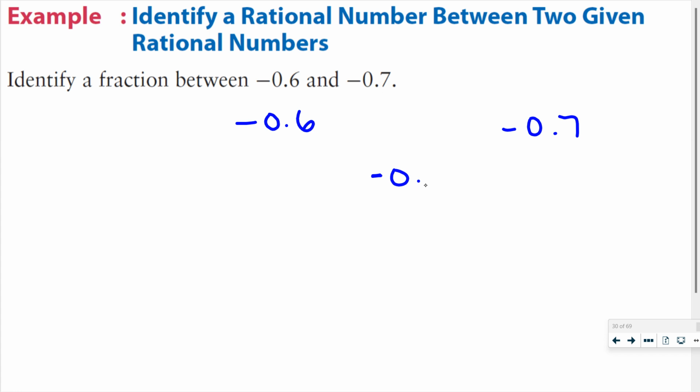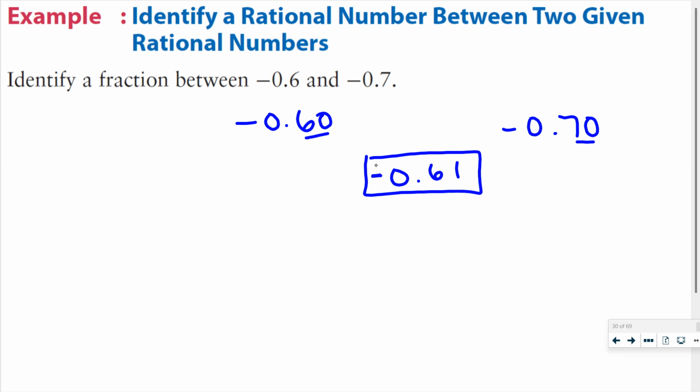Now, if you look between 6 and 7, it doesn't look like there's really a number between 6 and 7. But here's a little trick. You can add 0 to the end of any decimal at all without changing its value. Now, that's a lot easier for me to see. What's a number between 60 and 70? Well, there's lots of numbers between 60 and 70. So you can just pick any number at all. There's no wrong answers. So let's try 61. That's in between there. So now I know a decimal in between those two numbers.